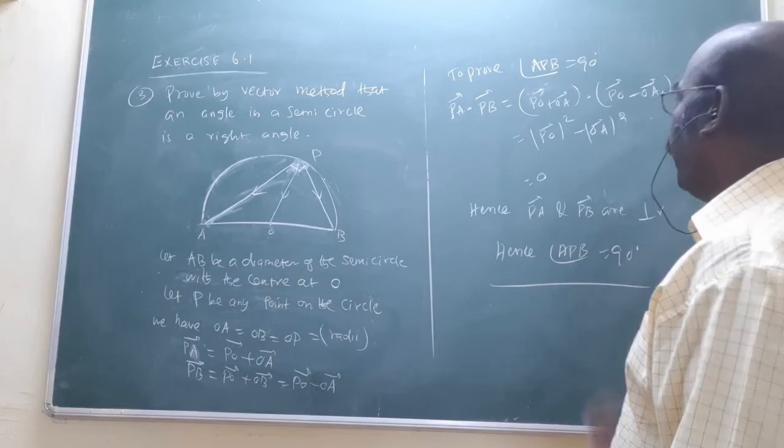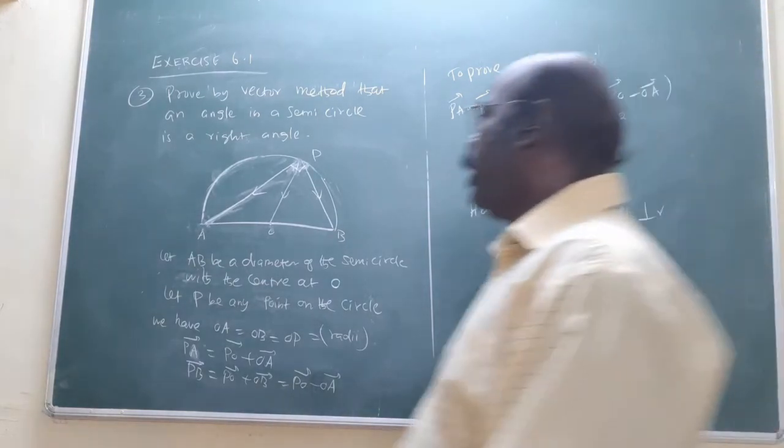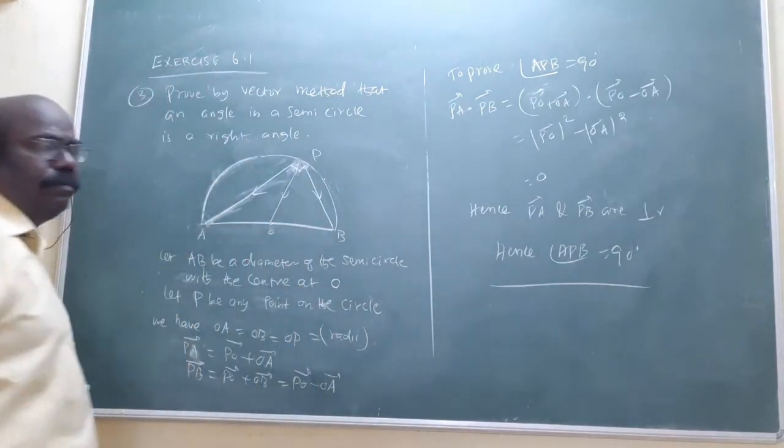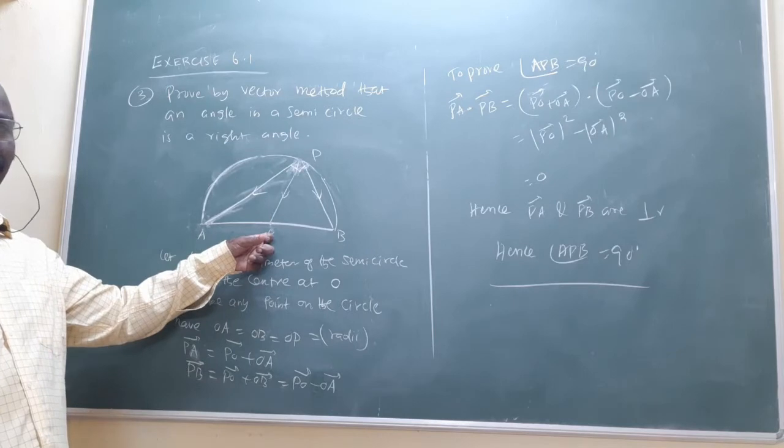You want to put right angle. That is what? 90 degree. One of the important 3 mark questions. Diagram also important. Semicircle, diameter AB, O is the center.